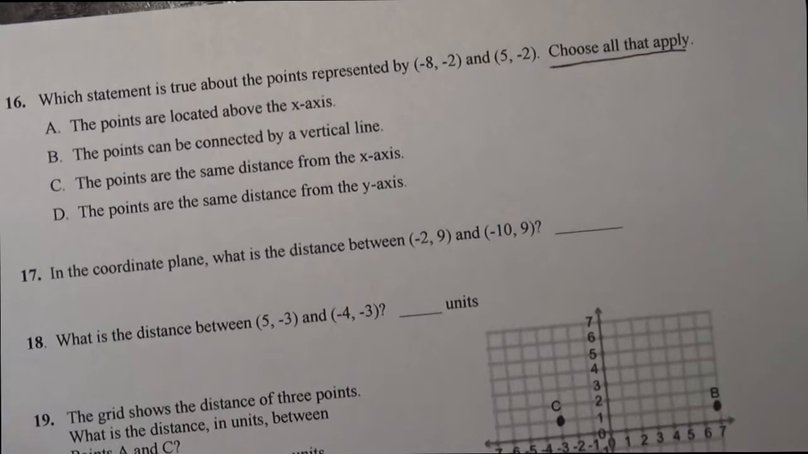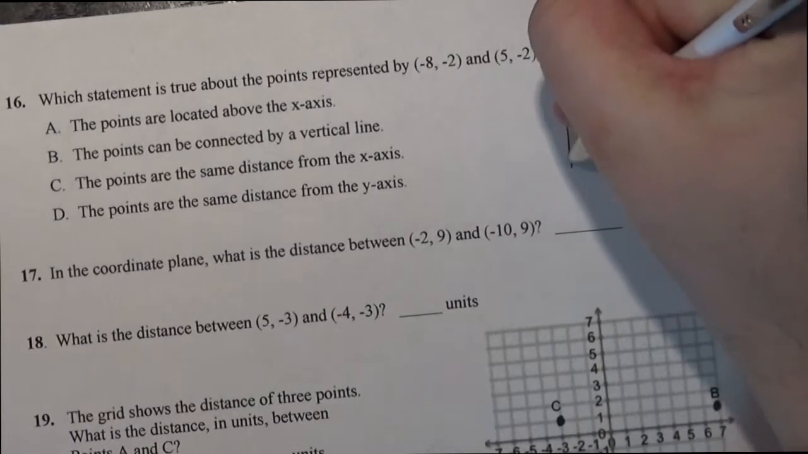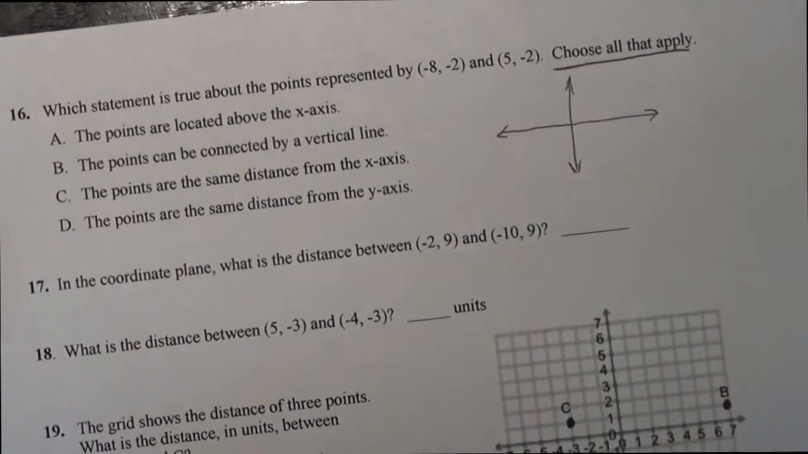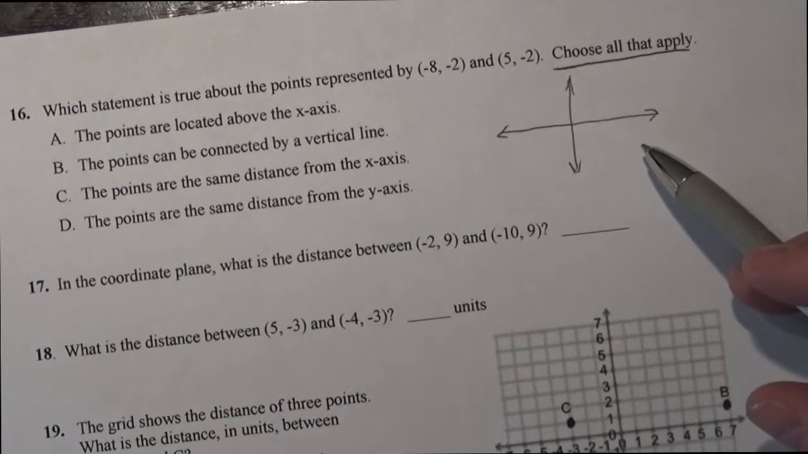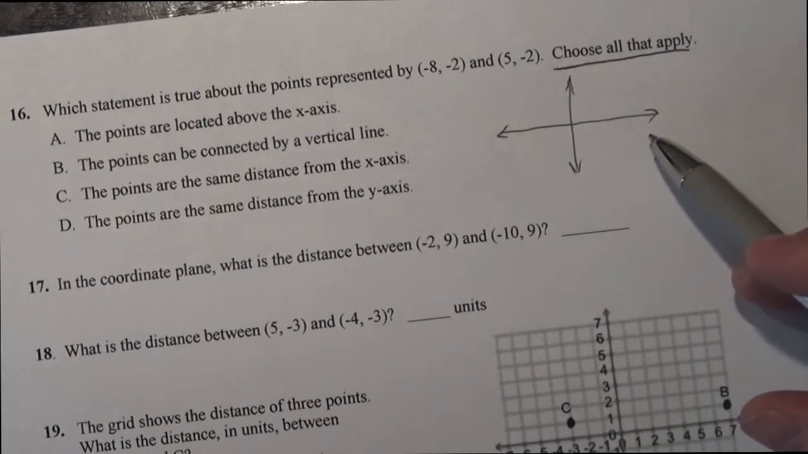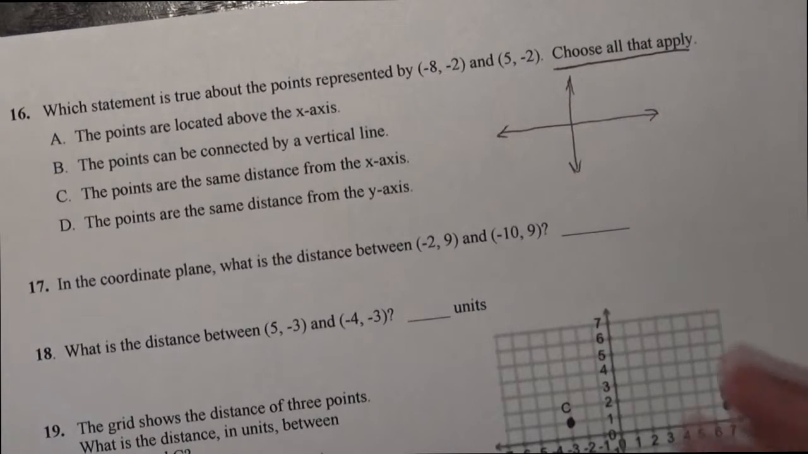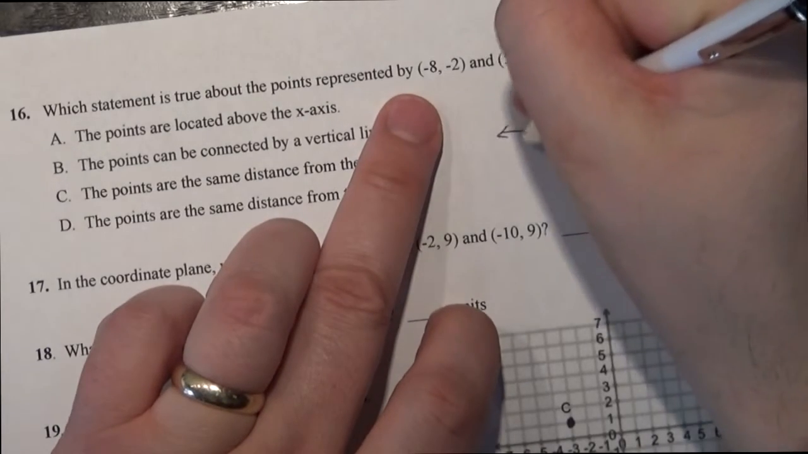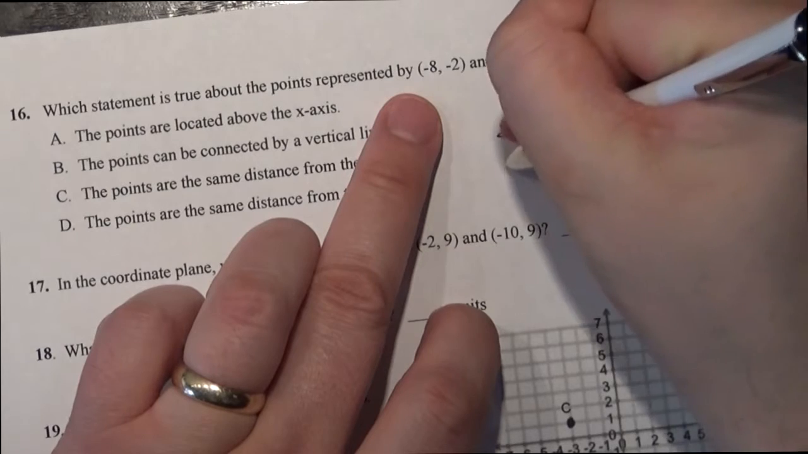So letter A says the points are located above the x-axis. I don't know. But what I can do is use a coordinate plane to graph these, and this is going to make it so much easier. I'm making my own really simple coordinate plane over here, but on your test, you'll have access to a paper with blank coordinate planes where you could easily do this. So negative 8, negative 2, I know I'm going to go negative 8 down negative 2. It's going to be somewhere over here.